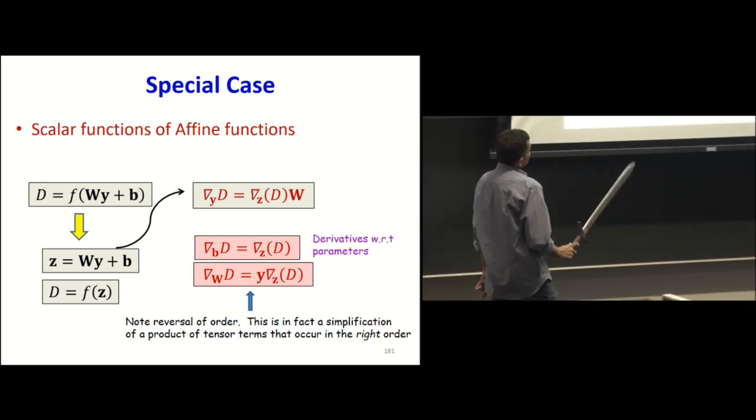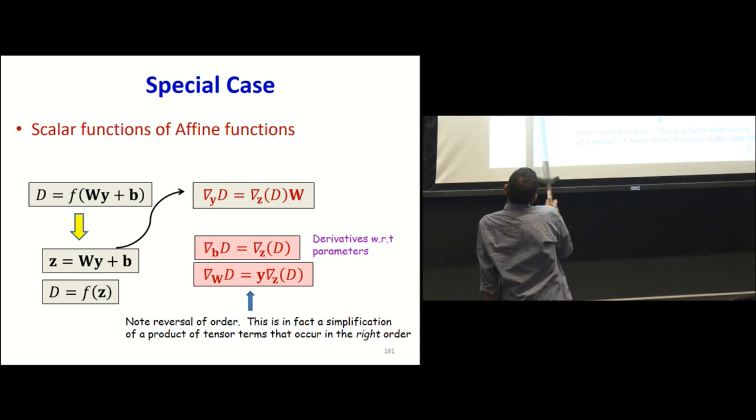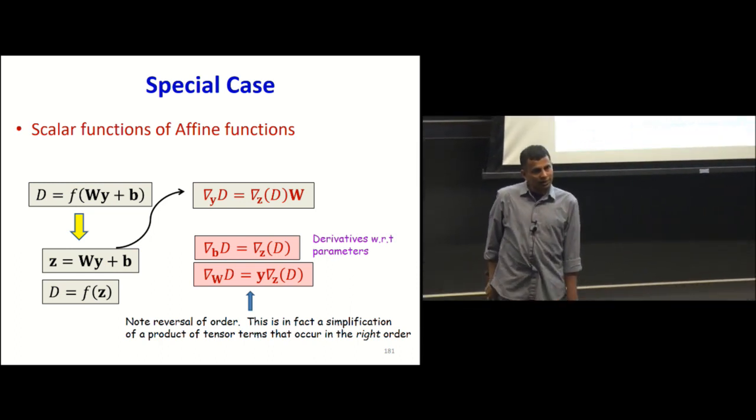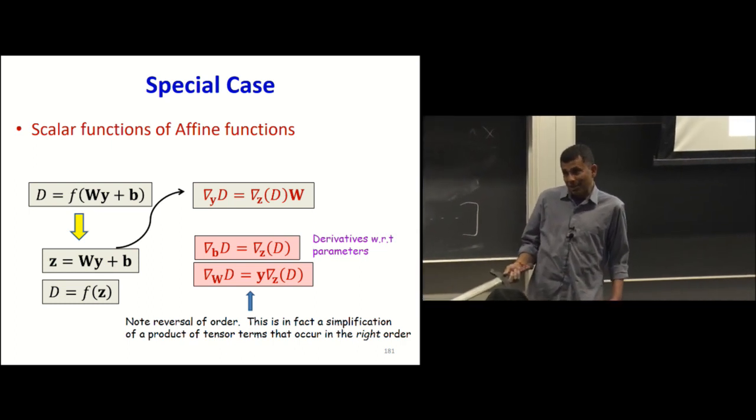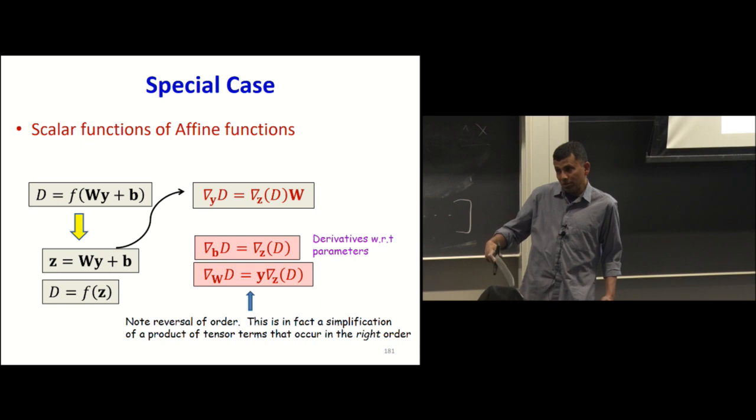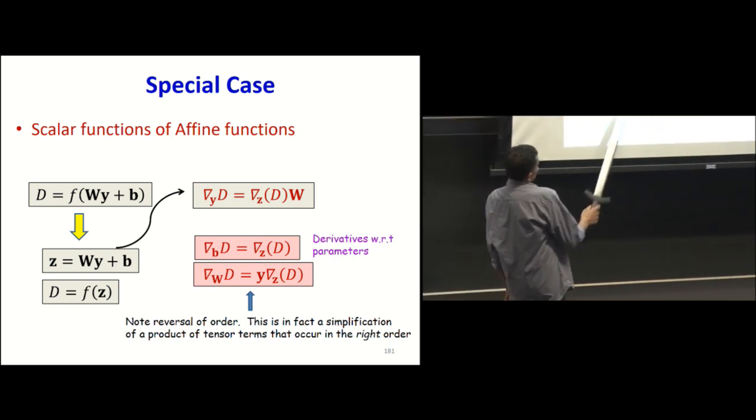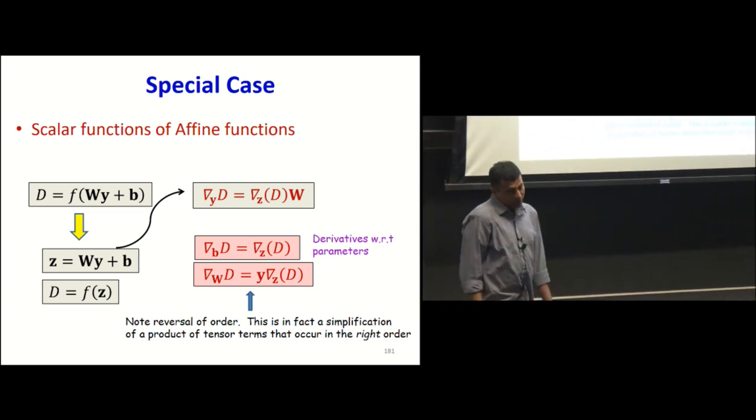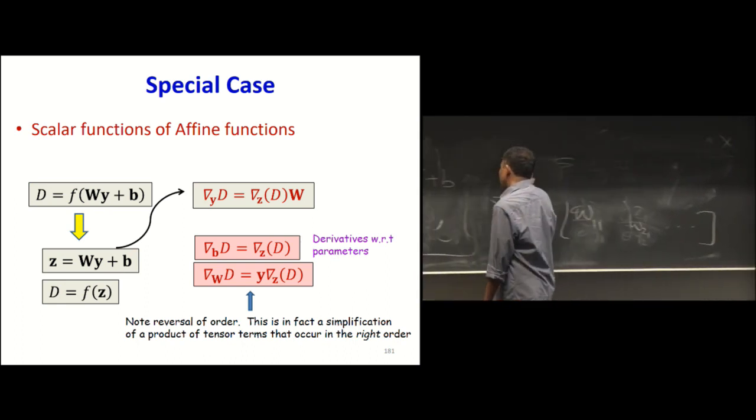Similarly, what is the derivative of D with respect to B? That's going to be the derivative of D with respect to Z times the derivative of Z with respect to B. And that's just simply because the derivative of Z with respect to B is the identity matrix. That's just the derivative with respect to Z itself. This third term is not very obvious, right? What is the derivative of D with respect to W? And here, all of the little intuitions you might have developed kind of break down.